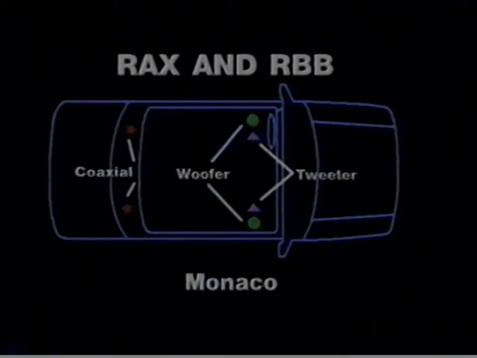The premium speakers for the Dodge Monaco are the Jensen AccuSound speakers that include 2 coaxial speakers mounted in the rear package tray and 1 woofer and 1 tweeter mounted in each of the front doors. They're only installed with the RAX and RBB radios. The woofer reproduces bass frequencies and the tweeter reproduces the treble or high frequencies. A coaxial speaker is a combination of both woofer and tweeter in the same assembly.